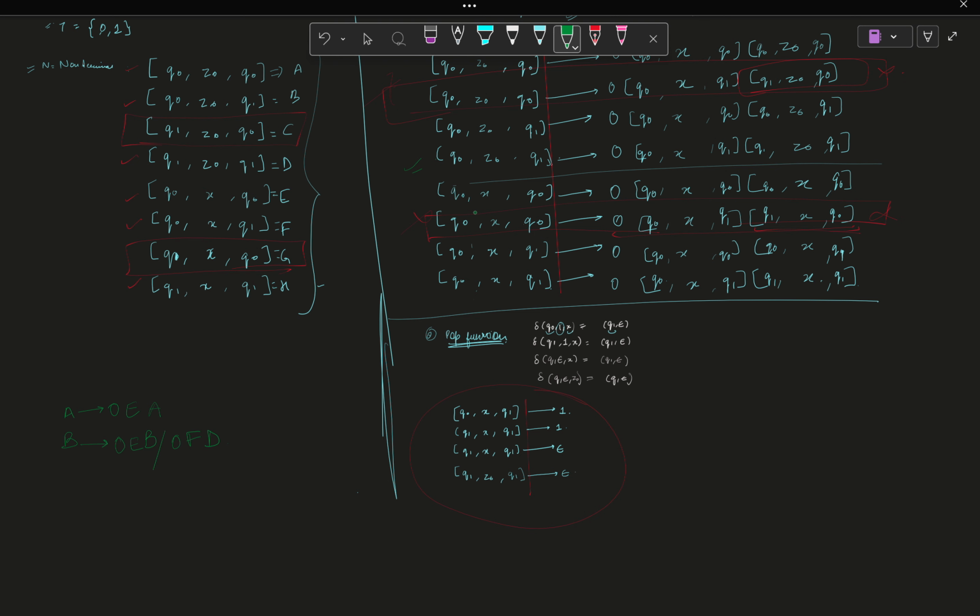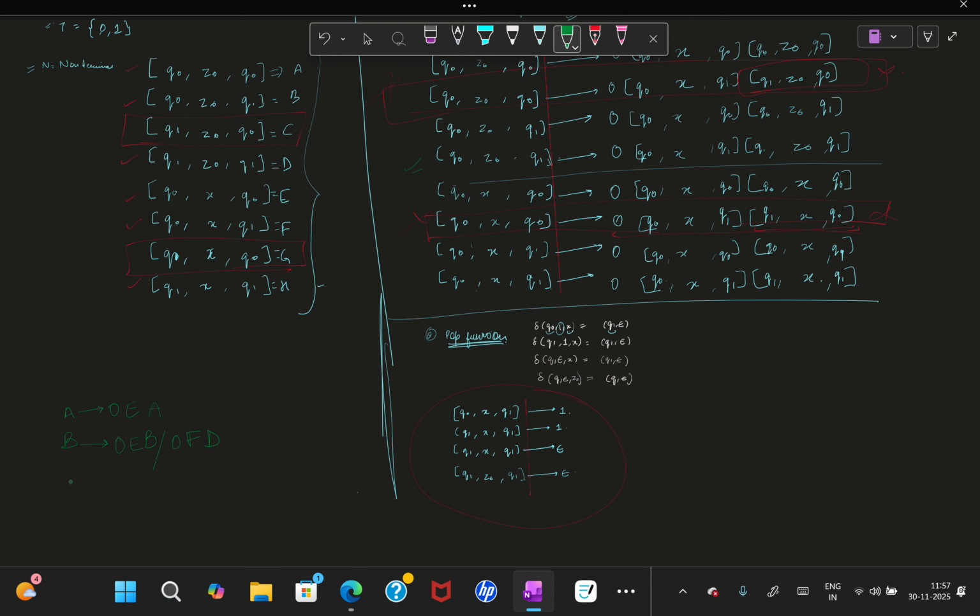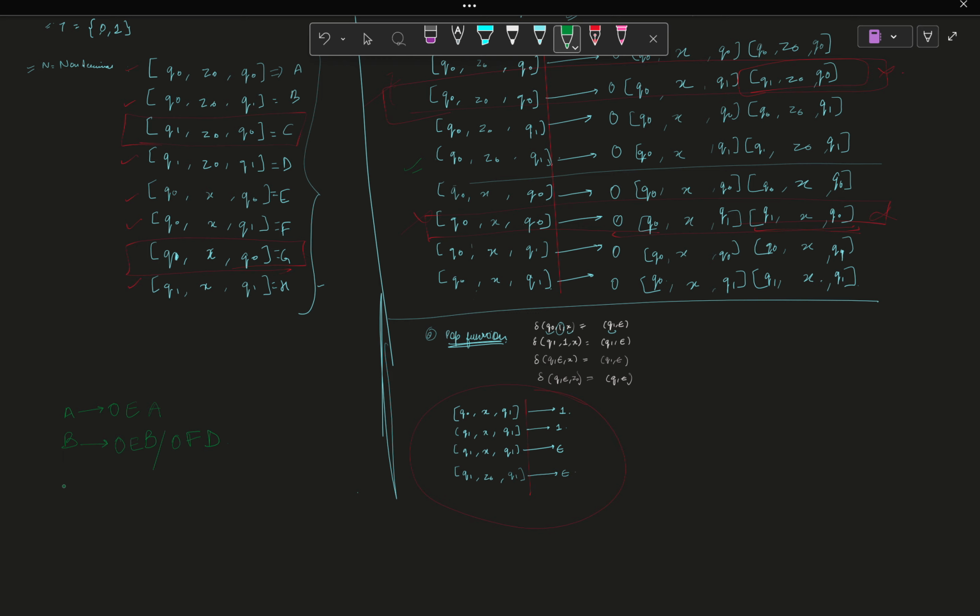Now let's move on to our next production rule. We are done with this pop function. Now Q naught X Q naught, which refers to E, is equal to Q naught X Q naught 0 Q naught X Q naught, which is again E, and Q naught X Q naught, which is also E.